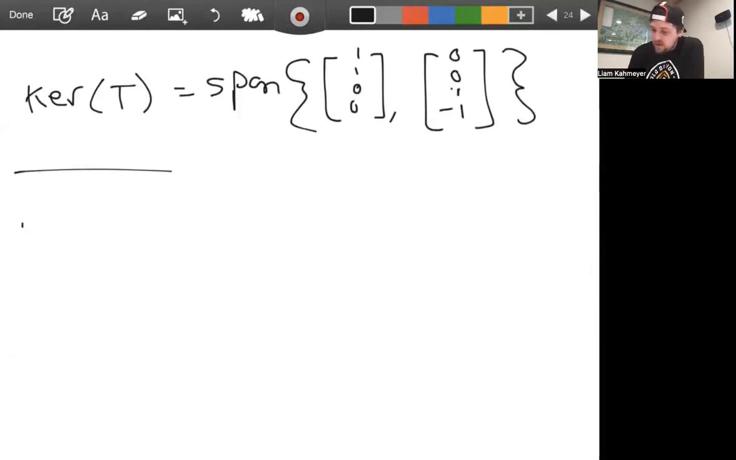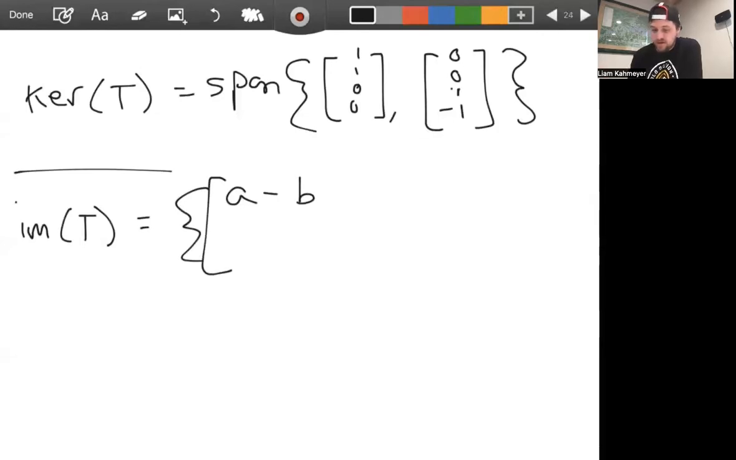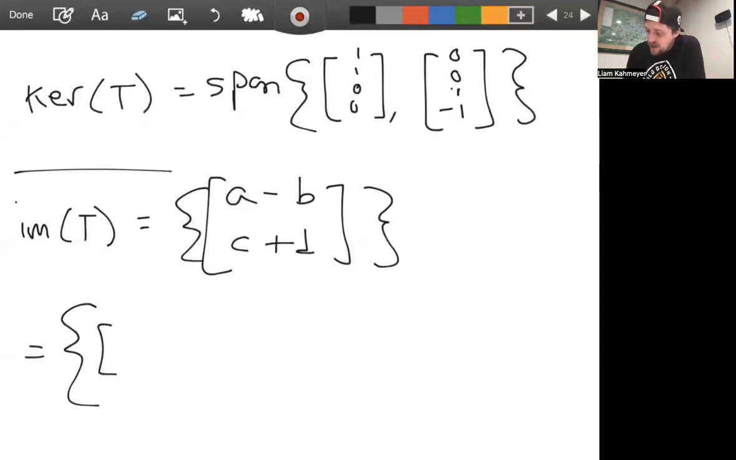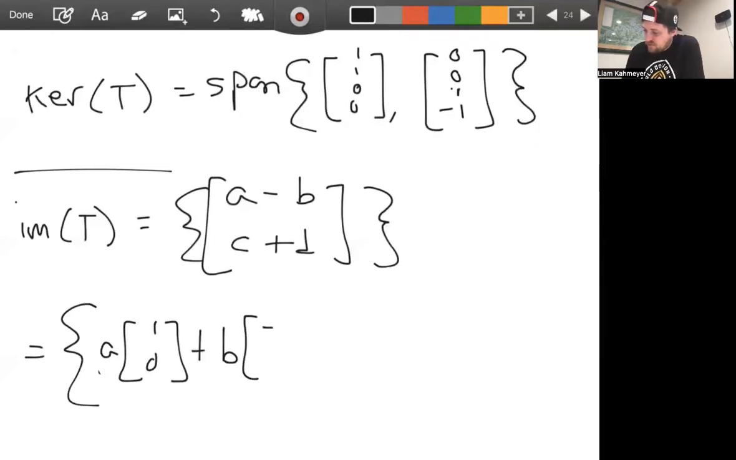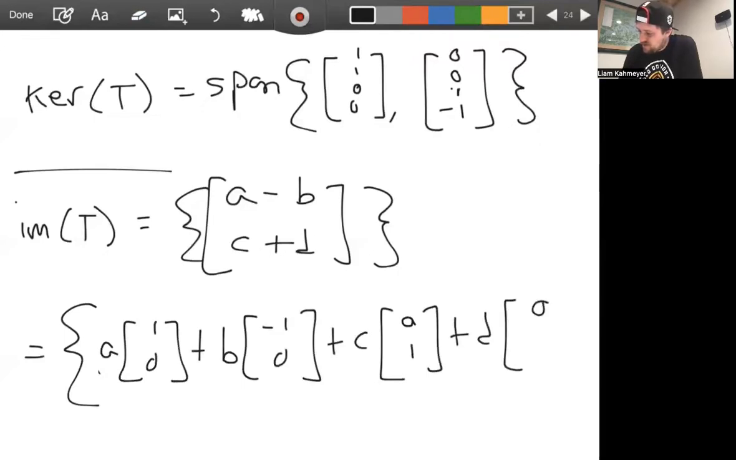Well, the image of T is just going to be the collection of vectors (A minus B, C plus D), right? Any vector in R2 that can be expressed this way is in the image here. Well, how can we write this? We can write the image here as A times (1, 0) plus B times (negative 1, 0) plus C times (0, 1) plus D times (0, 1).